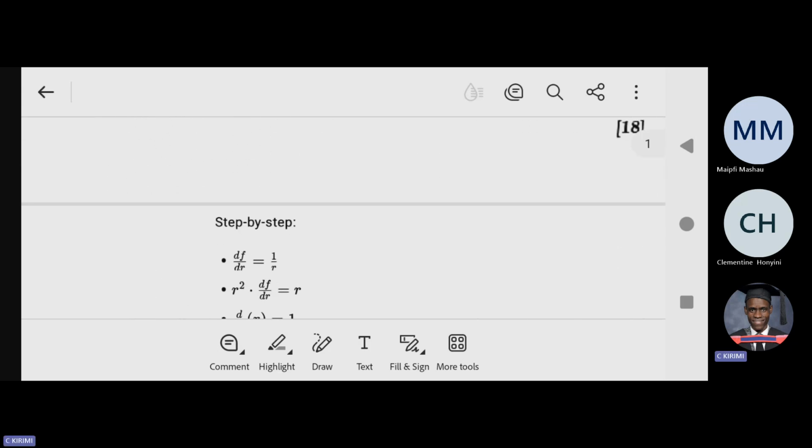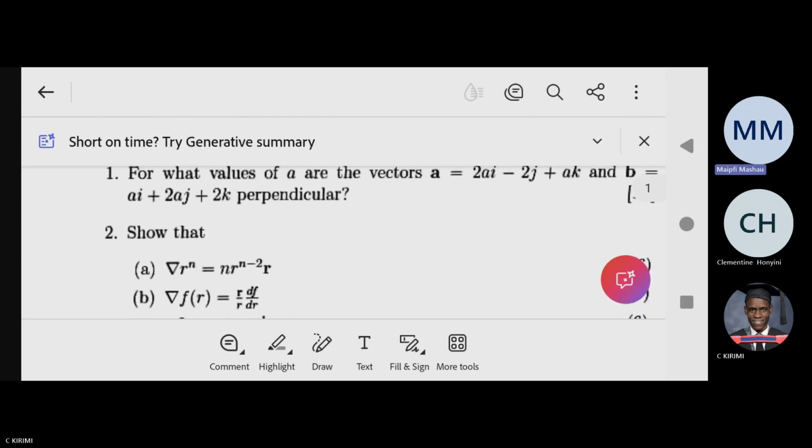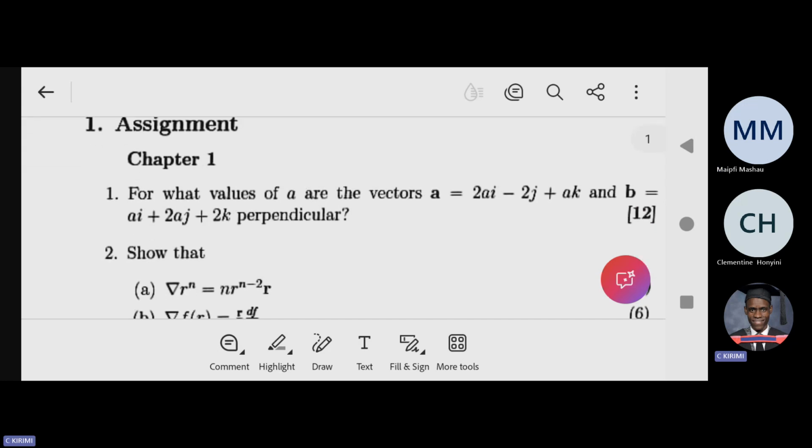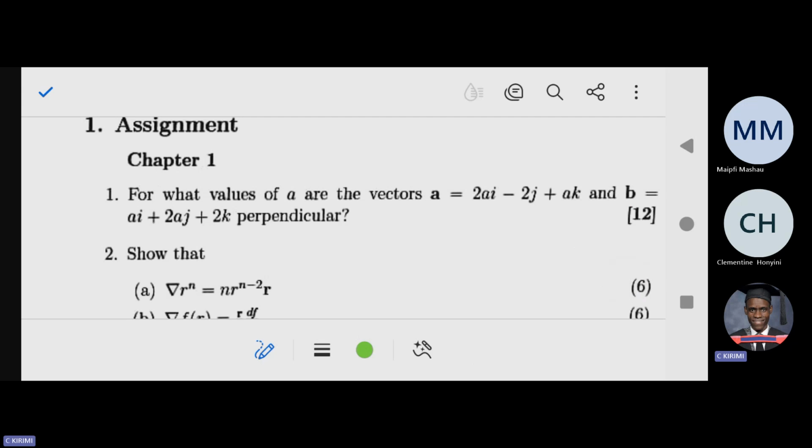So this is our assignment number 1. For what values of A are the vectors A, 2A in the i direction, where i refers to the X direction? J has moved in the Y direction, and K in the Z direction. So it is moving A units in the K direction. We are having two vectors, A and B.